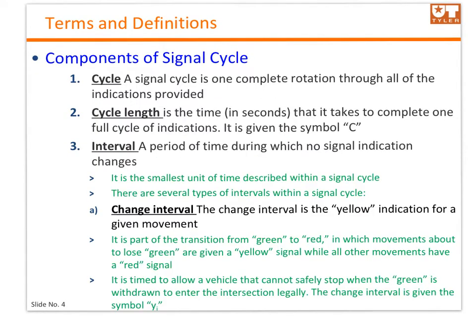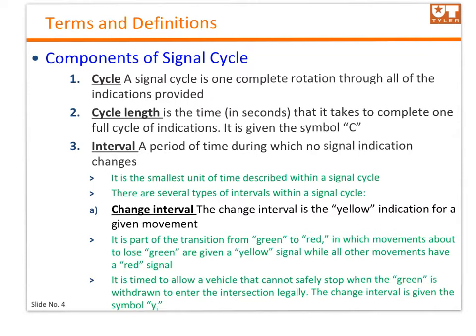First, let's start with some terms and definitions that we will end up using when we talk about intersections and how we can talk about a signal cycle. So what I mean by cycle: a single cycle is one complete rotation through all of the indications provided. If you start with a green light until the green light comes back to the same location again, that would be considered a full cycle. The cycle length is defined as the time in seconds that it takes to complete one full cycle of indications, and typically it's given the symbol capital C.